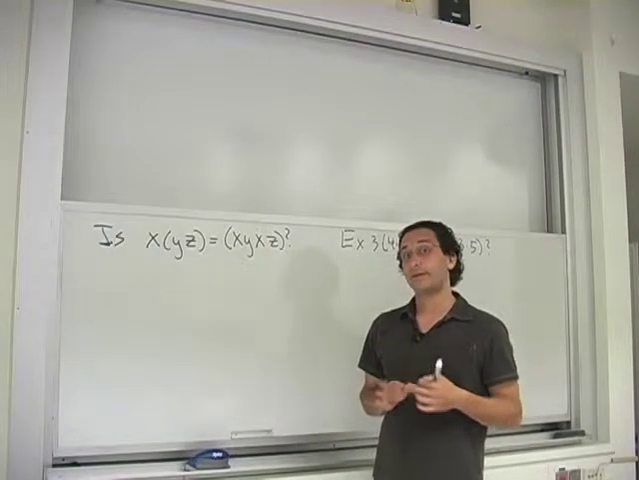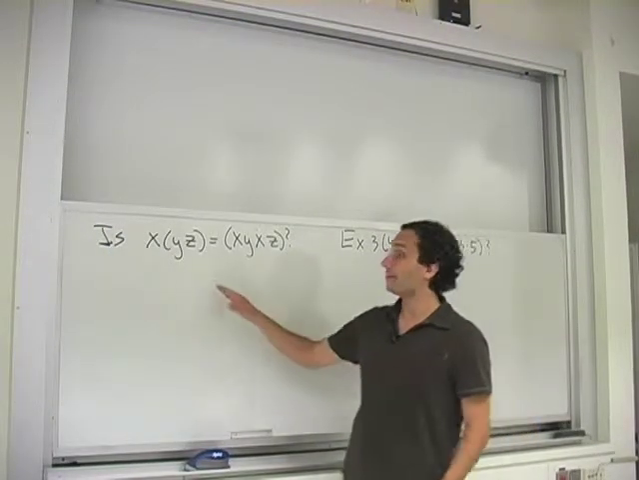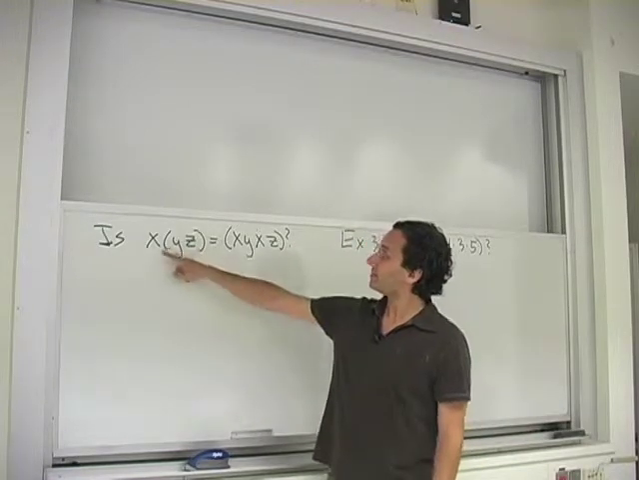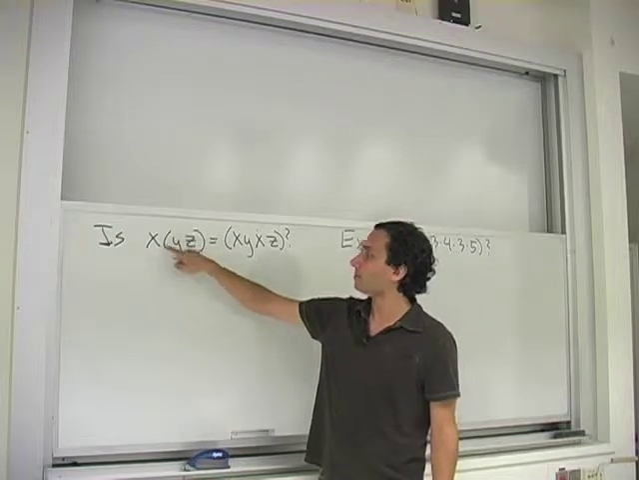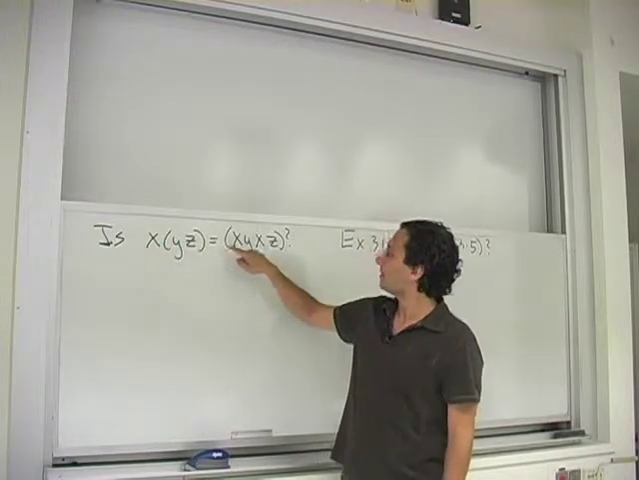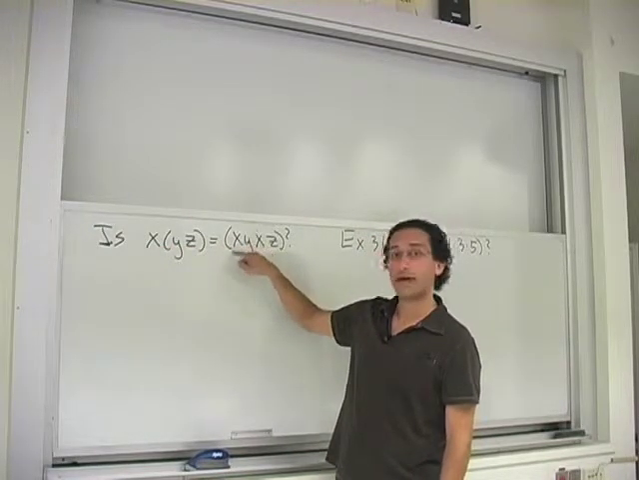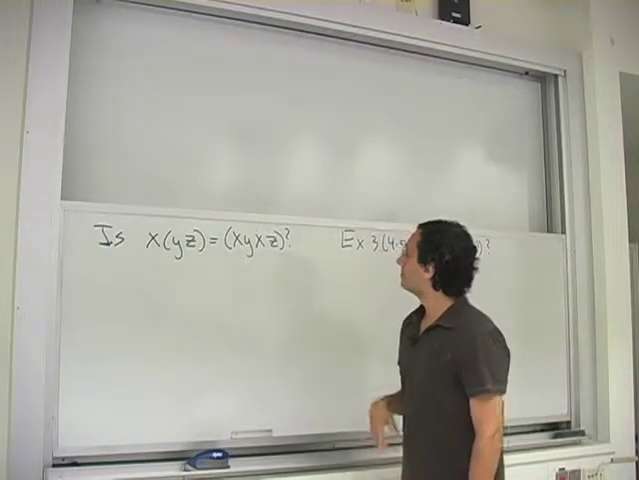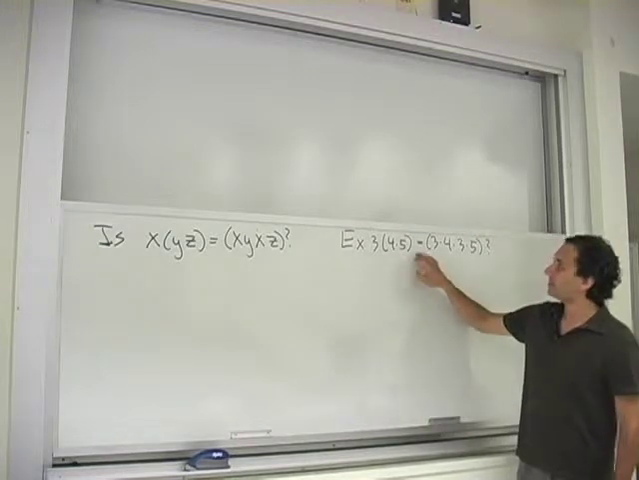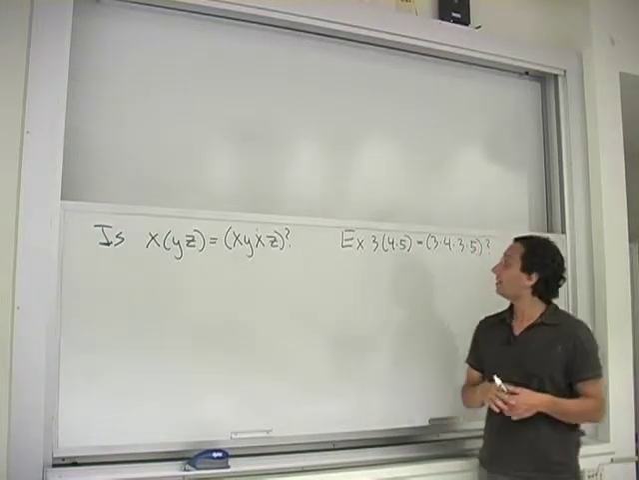Sometimes students get a little bit confused about the distribution property. They see something like x times yz, and they say, oh, I need to multiply everybody by x. They make it look something like this: x times y, x times z. Is that true?